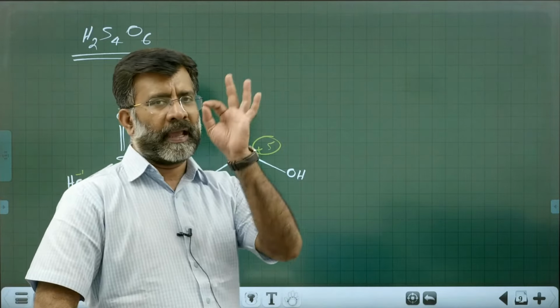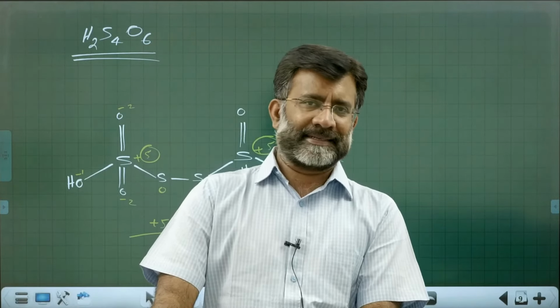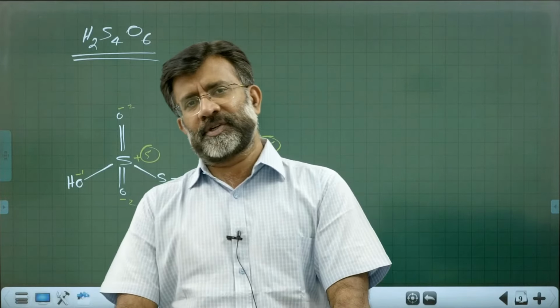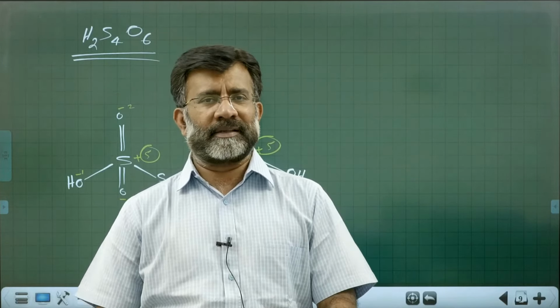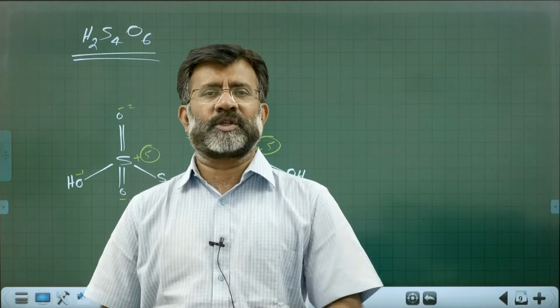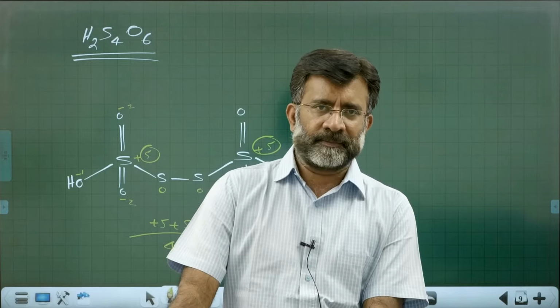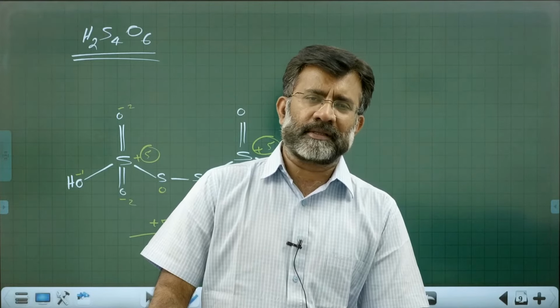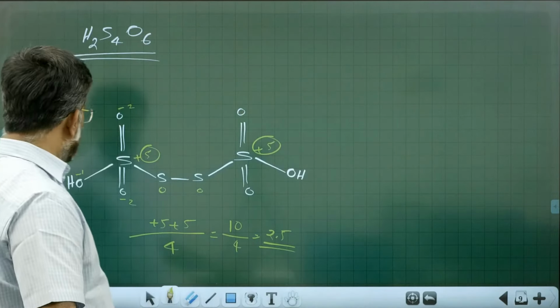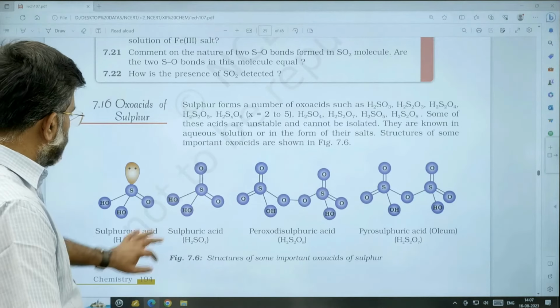2.5 is the average oxidation number, like that. So you must try to draw all the structural features of the different oxo acids of sulfur, along with what is given in the textbook and which is not given in the text. And the most important acid among the given is no doubt sulfuric acid. Sulfuric acid is the most important acid from the list.